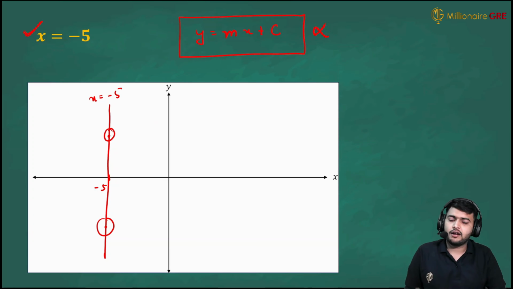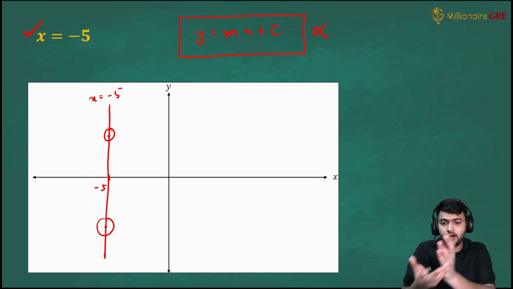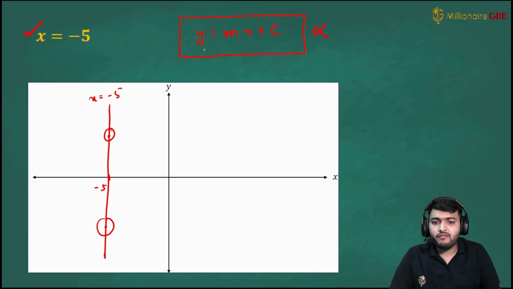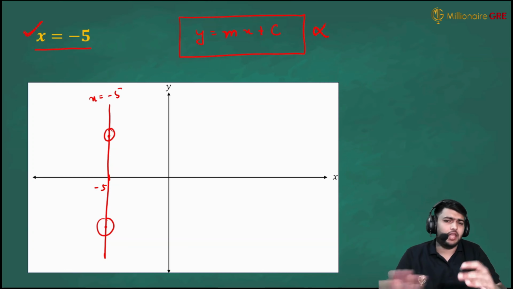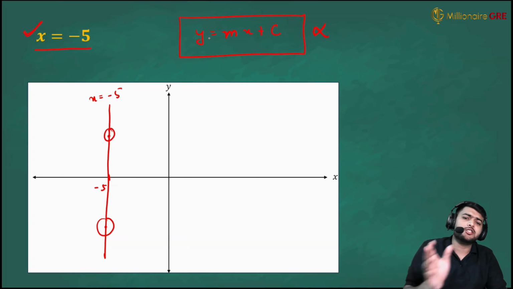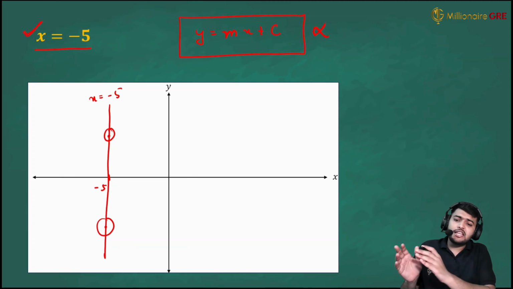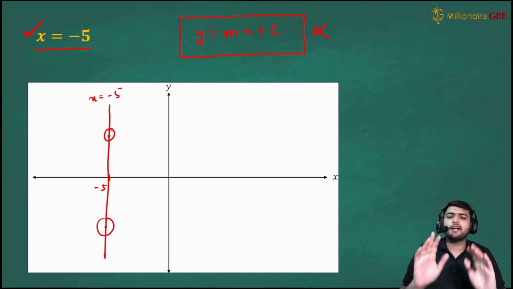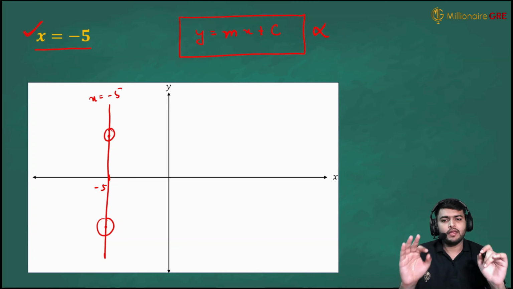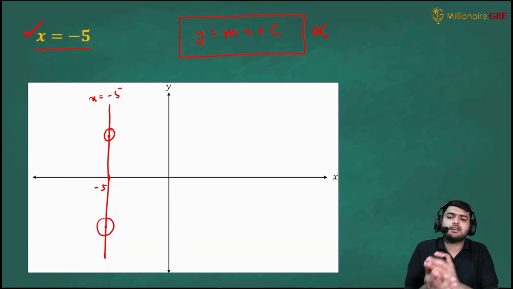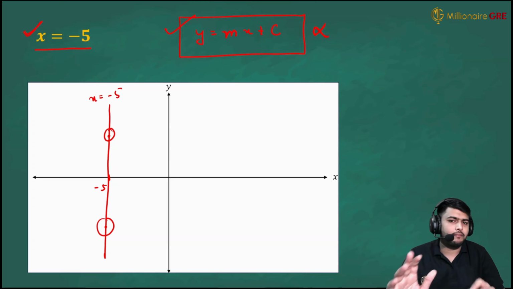You cannot represent a line parallel to y-axis in the form of y is equal to mx plus c. You have to represent it in the form of x is equal to something. All the lines other than the lines parallel to y-axis can be written in the form of y is equal to mx plus c. But a line parallel to y-axis cannot be represented in this form.